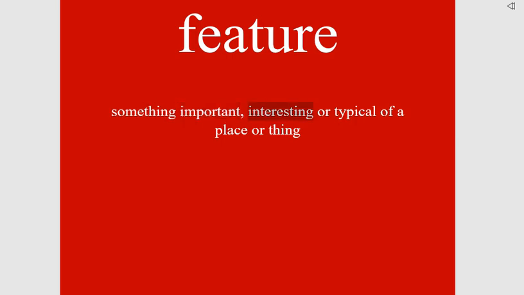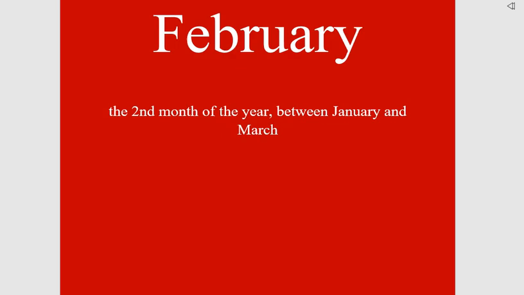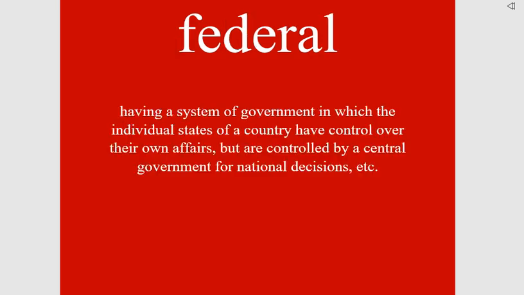Something important, interesting, or typical of a place or thing. February. The second month of the year, between January and March. Federal. Having a system of government in which the individual states of a country have control over their own affairs, but are controlled by a central government for national decisions, etc.